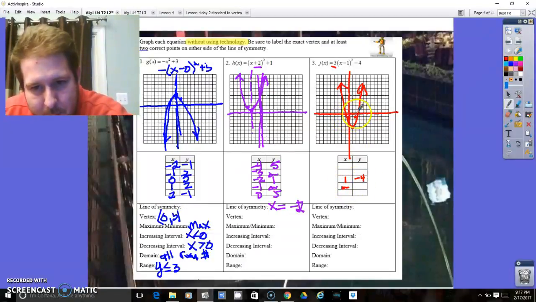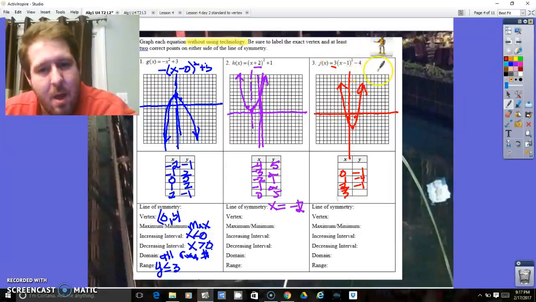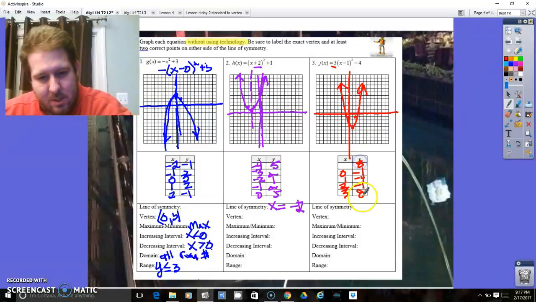x equals 2 happens to be at negative 1, and that means also that 0 would be negative 1. And then I've got to solve for 3. 3 minus 1 is 2, squared is 4, times 3 is 12, and minus 4 is 8. Okay, so once again, I'm just going to talk through these.